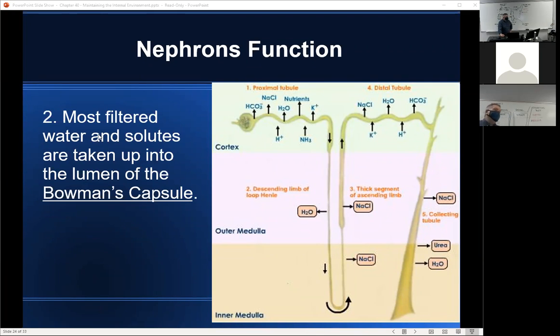Most filtered water and solutes are taken up into the lumen of the Bowman's capsule. Okay, so that structure of the Bowman's capsule that I showed you on the board is going to collect the water and the solutes forced non-selectively out of the capillaries that make up the glomerulus.